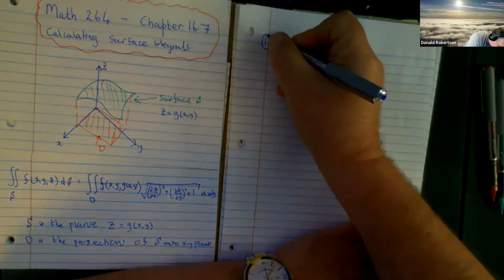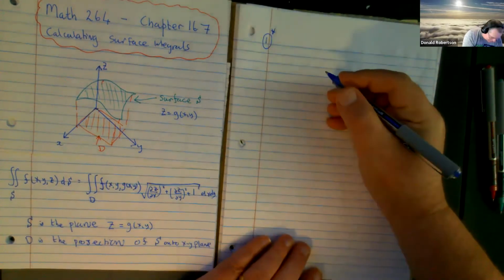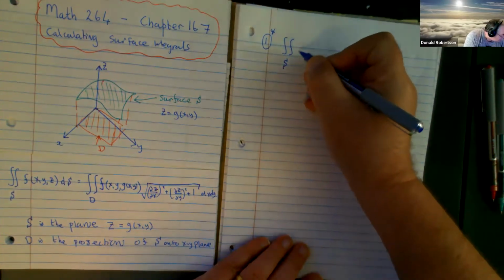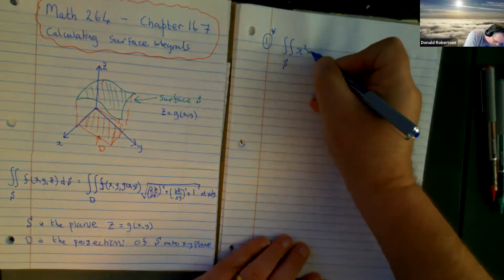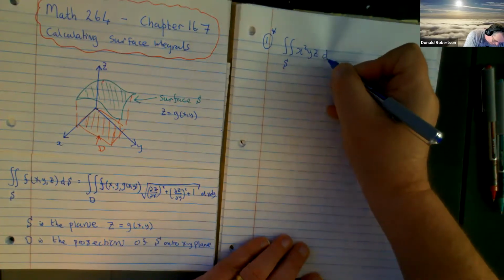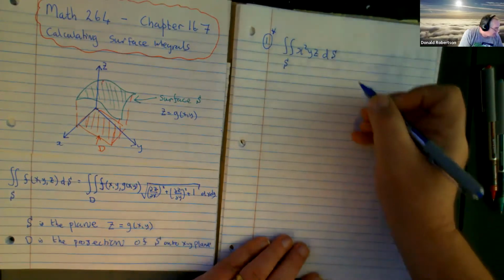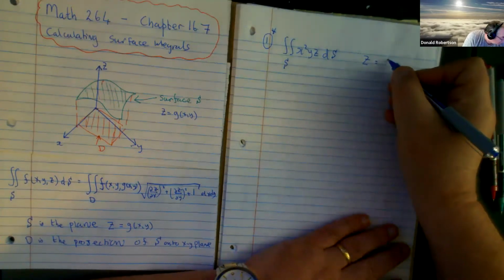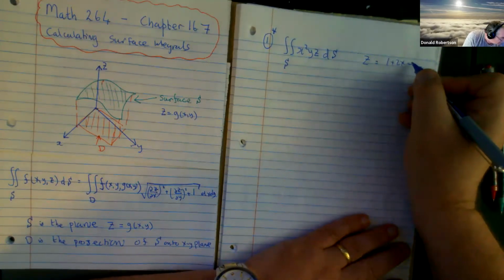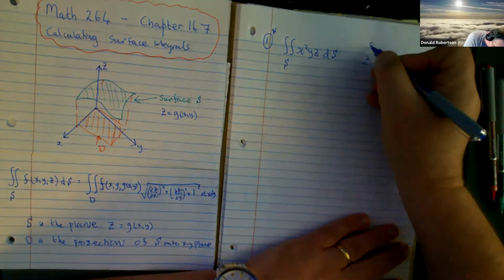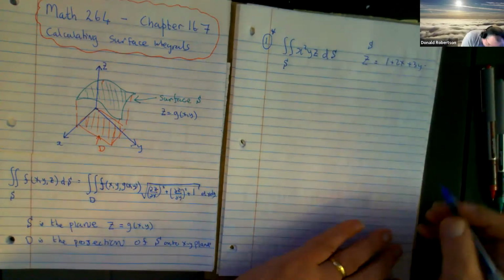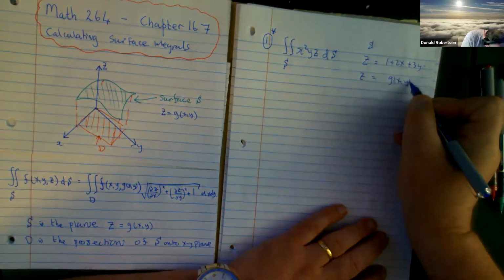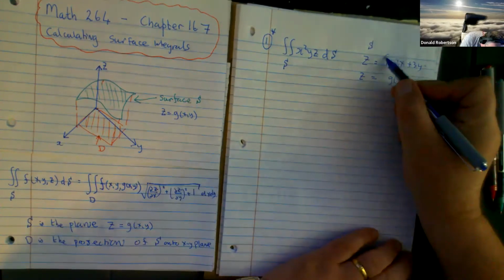Here is the first one. We're being asked to do the surface integral of x squared y z dS. The plane is z equals 1 plus 2x plus 3y. So that's basically them telling me S is this plane. They have also told me the guy that we're calling g of x y. That's this guy.